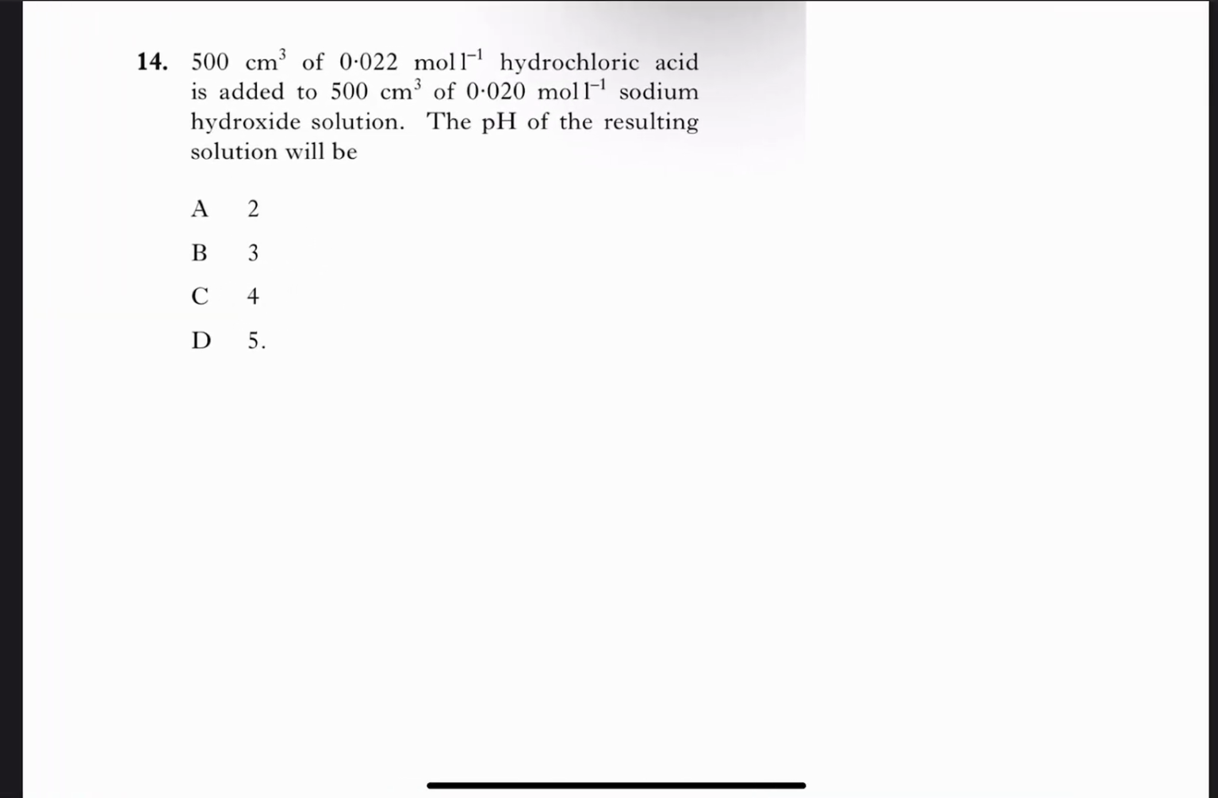Okay, so this multiple choice question is looking at working out the pH of a solution that is made from mixing hydrochloric acid with sodium hydroxide solution. So what we need to do first of all is work out the concentration of hydrogen ions that's actually left after you've mixed. So we need to work out how many moles we have of each of the reactants. So moles of hydrochloric acid and then moles of sodium hydroxide.